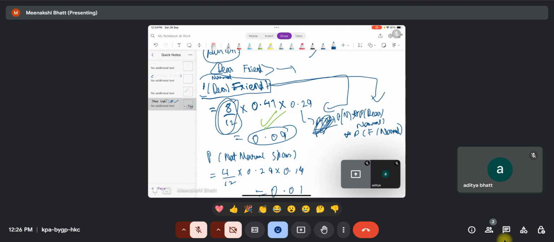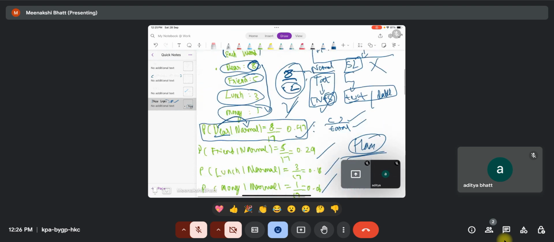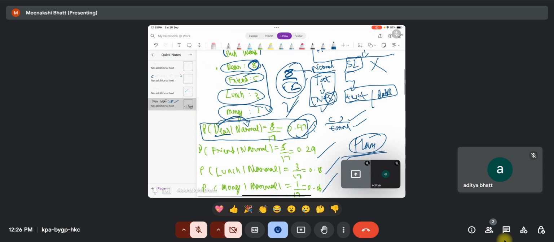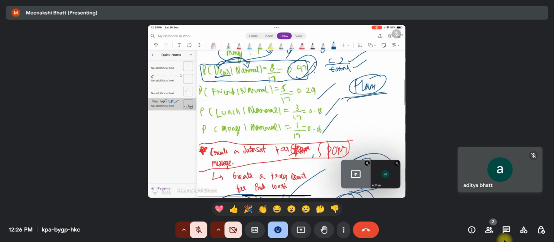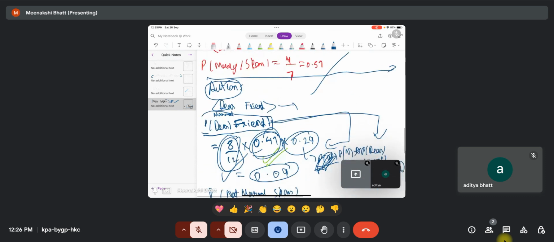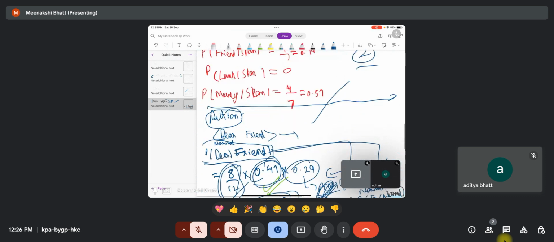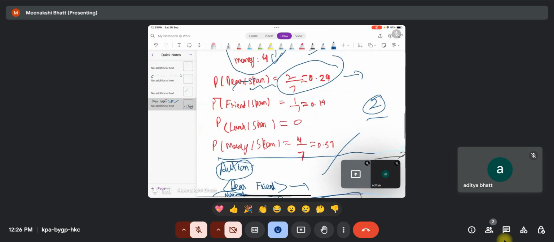Probability of normal you have. From where are we getting this 0.47? We are getting this 0.47 from here. Probability of dear given normal, we have 0.47. And from where are we getting this 0.29? We are getting this 0.29 from here: probability of friend given normal. Okay. So we are able to understand this as well.